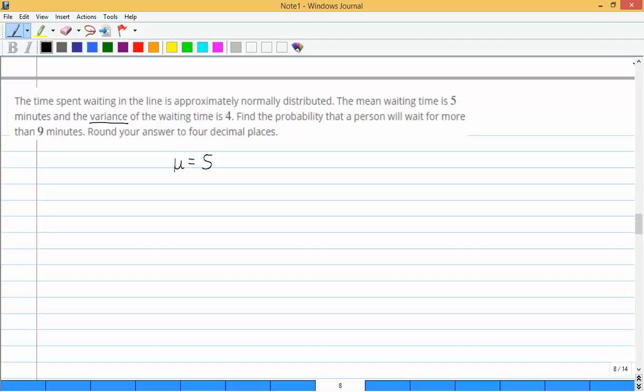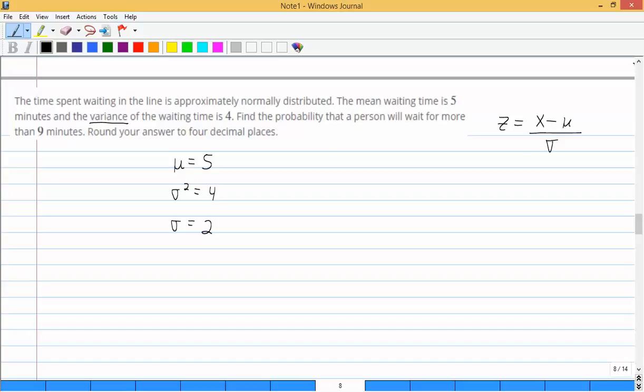Now we don't need the variance in our z-score formula. We need the standard deviation, but that's okay. It just tells us that the variance is 4. So if I need the standard deviation, I just take the square root of the variance. The square root of 4 is 2. Okay, so in my formula, remember, I need x minus mu over sigma.